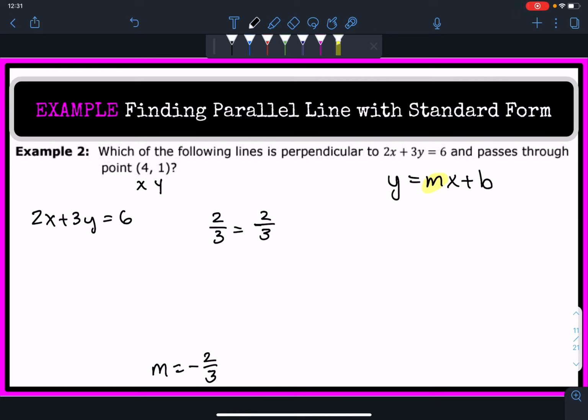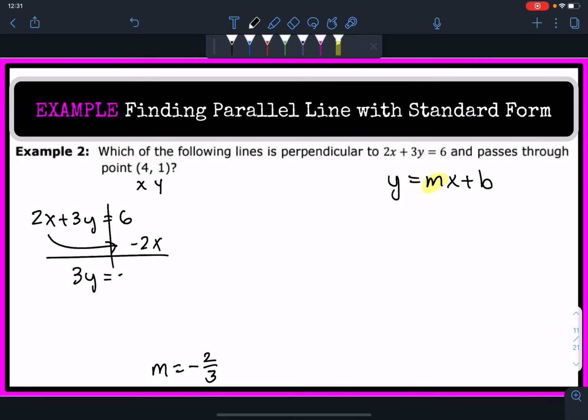Now, let me actually do it using the procedure I showed you in the first slide, following the same 3 steps. I'm going to move the x over, making it negative 2x. 3y is going to become negative 2x plus 6. I divide by 3. And y is equal to negative 2 over 3 x plus 2. So you see, now that I have the slope, this is the slope of our line. Again, this is the same number I told you I was going to get from this equation there.